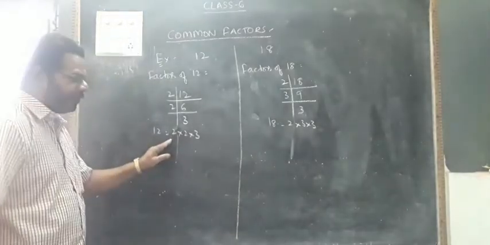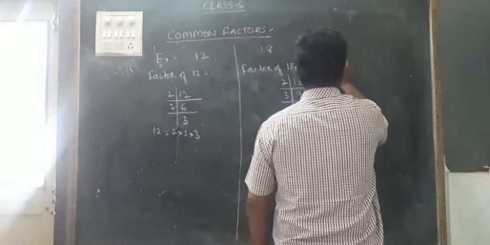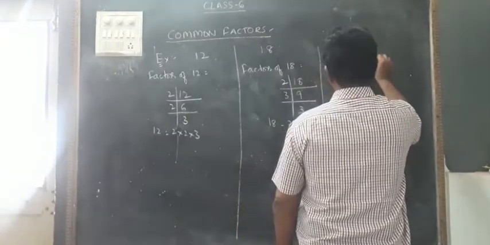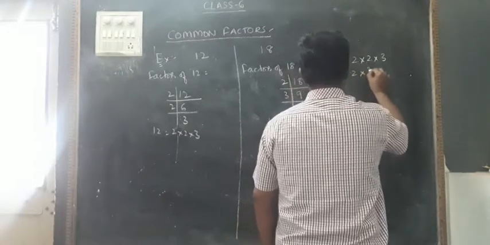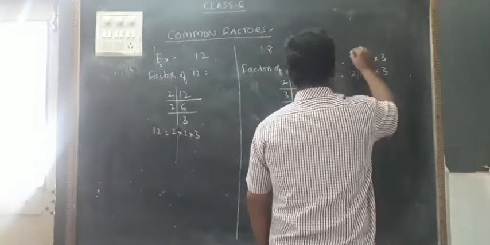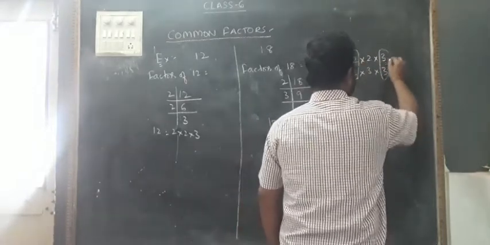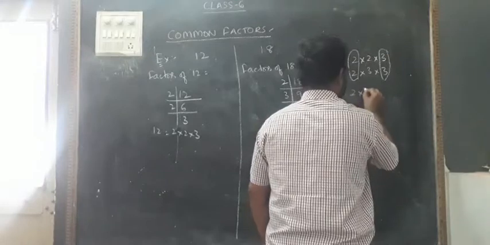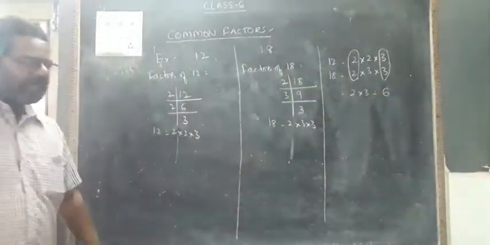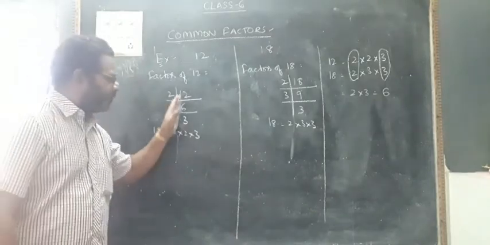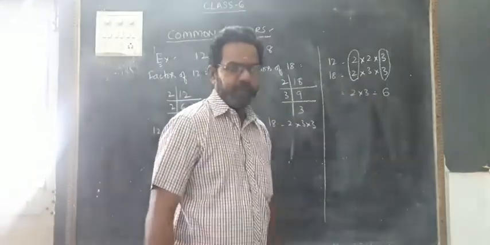These are the factors of 12, these are the factors of 18. So factors of 12 is equal to 2 into 2 into 3 and factors of 18 is equal to 2 into 3 into 3. In those you can find that 2 is the common factor and 3 is the common factor. That means 2 into 3 is equal to 6 is the common factor. Okay. So with prime numbers we can directly simplify, find the factors, and from those find the common factors.